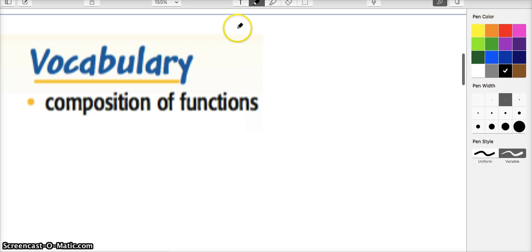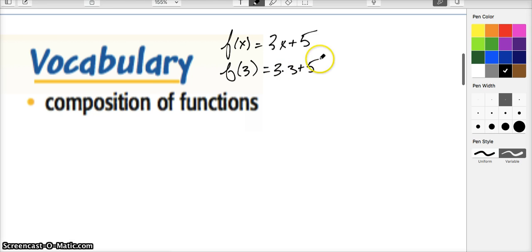Basically, what this means, you know what functions are, right? You might have a little f of x equal to 3x plus 5, and you remember how we deal with them. You might be asked, what is f of 3? Wherever the x is, you put the 3. So 3 times 3 plus 5, and the answer is 14.